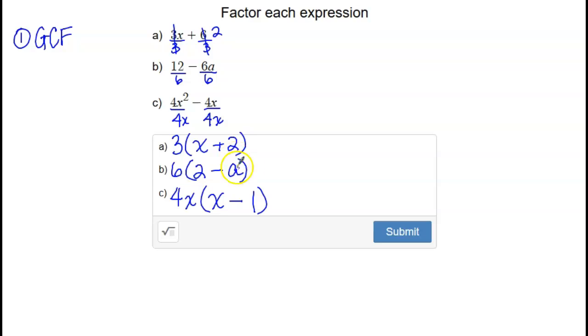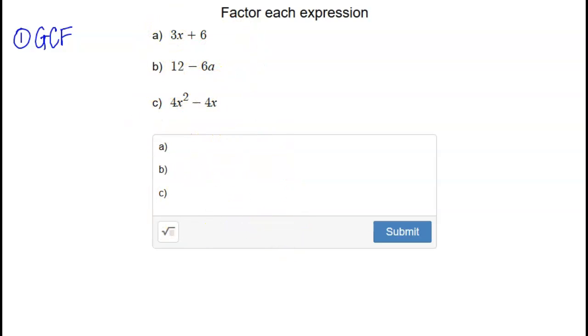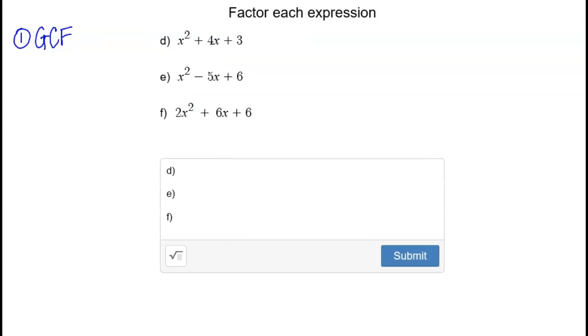Because the degree of all of the variables in here is degree 1, meaning the highest exponent is 1, I know that I can't factor these down any farther. So these would be the final solutions for each one of these. Okay, so I'm going to leave that GCF up there because we're going to add on to that on the next slide when we continue to factor.